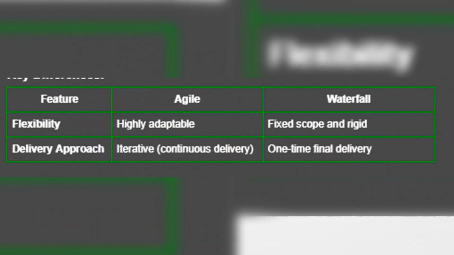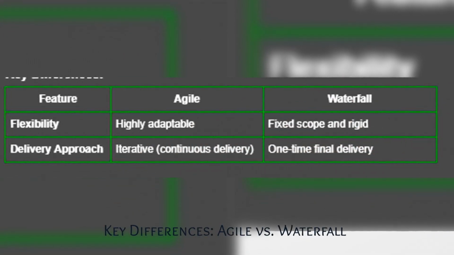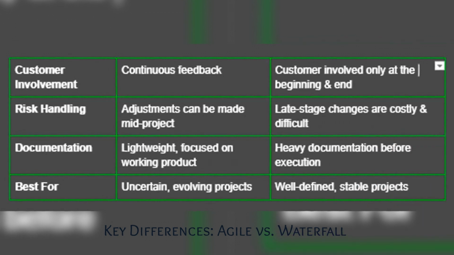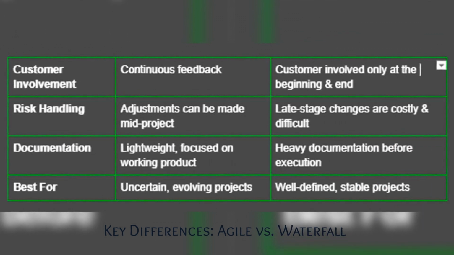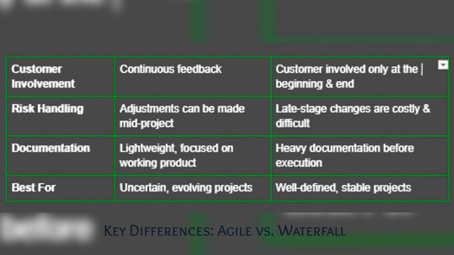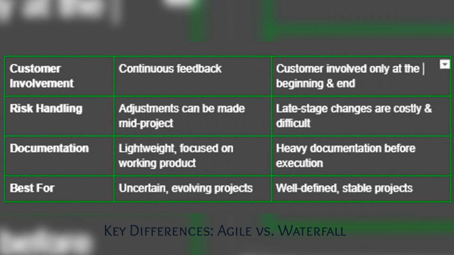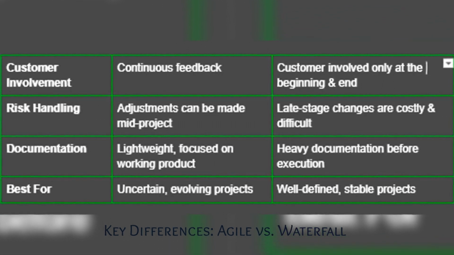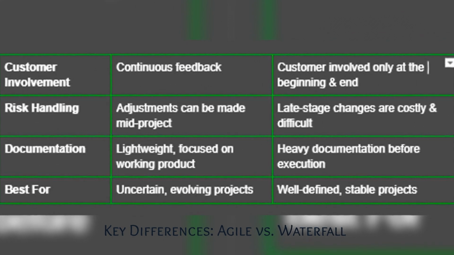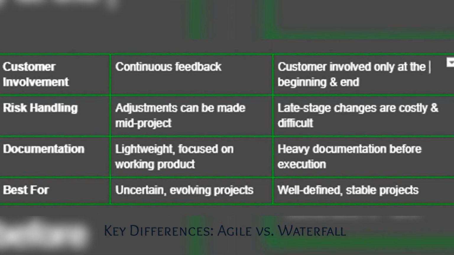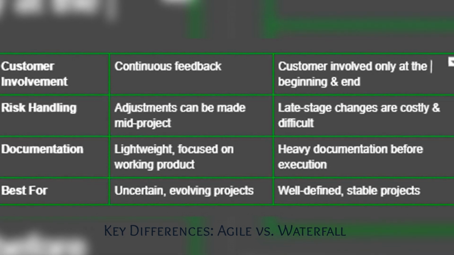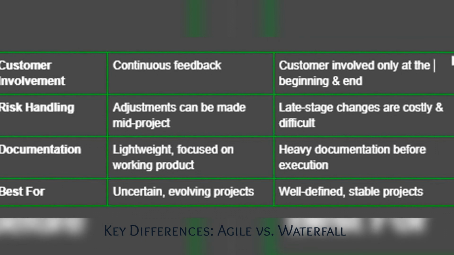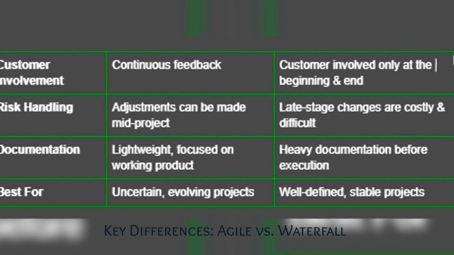Key differences. Feature: Agile versus Waterfall. Flexibility: Agile is highly adaptable; Waterfall has a fixed scope and is rigid. Delivery approach: Agile uses iterative, continuous delivery; Waterfall has one-time final delivery. Customer involvement: Agile has continuous feedback; in Waterfall the customer is involved only at the beginning and end. Risk handling: in Agile, adjustments can be made mid-project; in Waterfall, late-stage changes are costly and difficult.